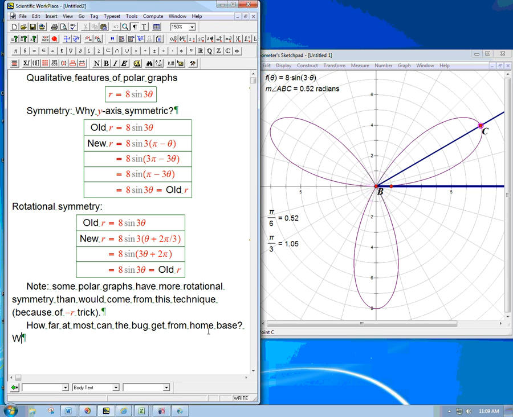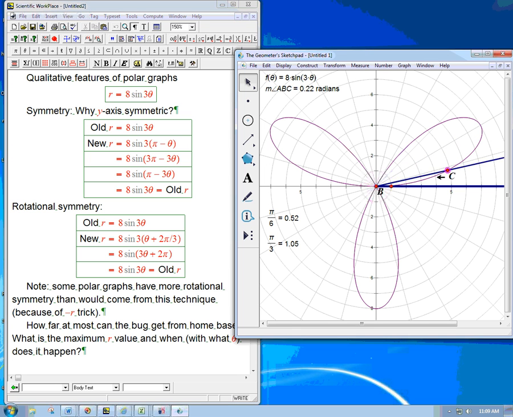Or in other words, what is the maximum R value, and when, in other words, with what theta does it happen? In what direction do I have to point this line out to get that maximum R?